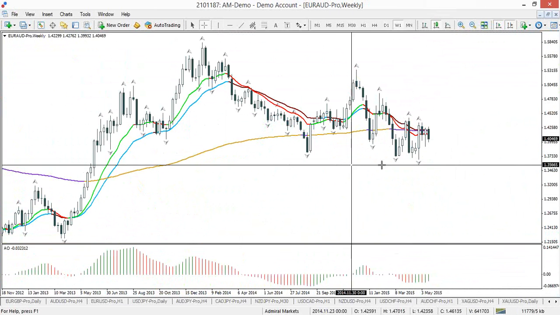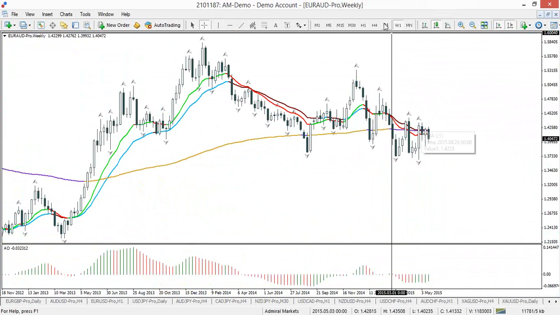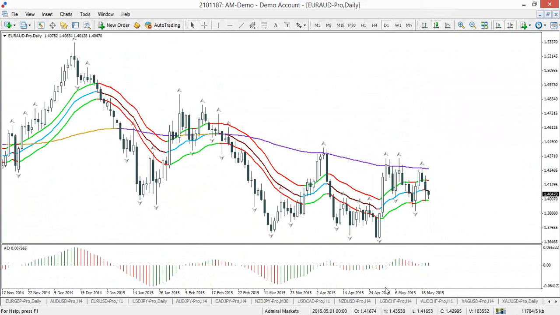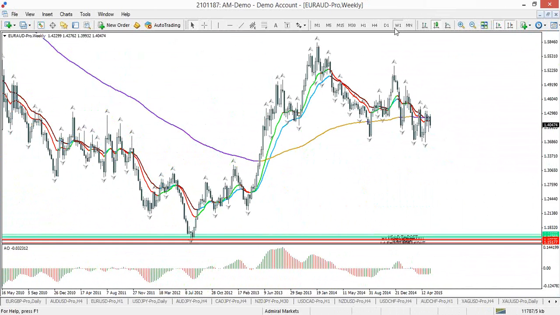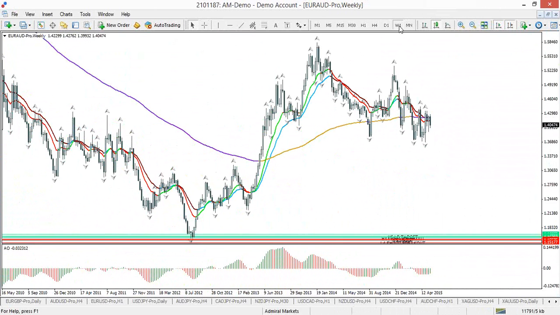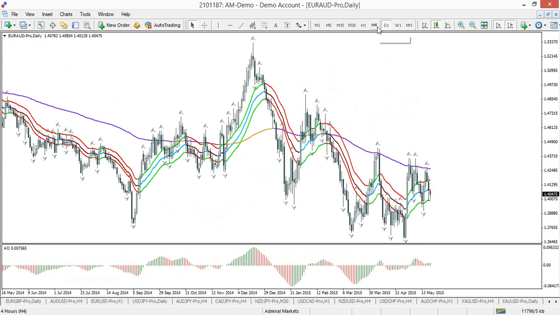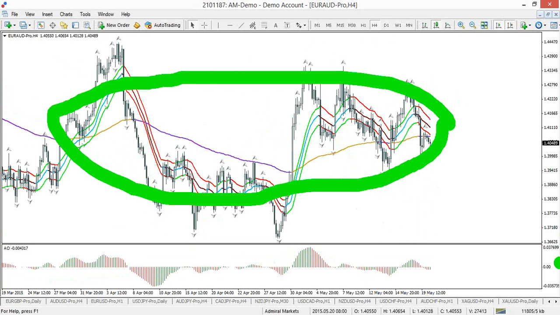The euro odd has basically moving averages that are intertwined here on the weekly, and we're definitely in a spot where price is choppy and corrective, making a consolidation at the moment. And the daily chart is not showing anything, and the 4-hour chart not showing any kind of consistency here from a moving average perspective.